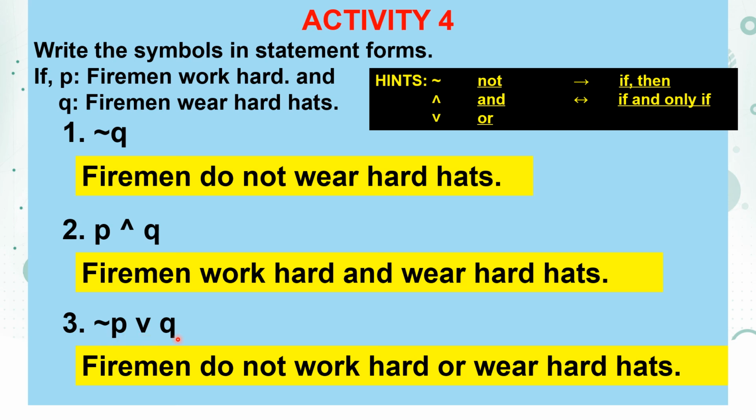Number 3, we have not P or Q. So this symbol is read as or. Then we have now not P, negation of P. So we get the opposite of P. Firemen work hard. And the opposite of this is firemen do not work hard. And this symbol is or. And our Q is wear hard hats.